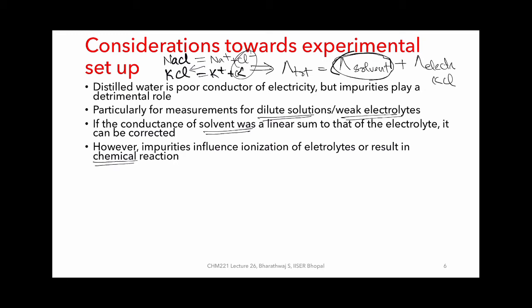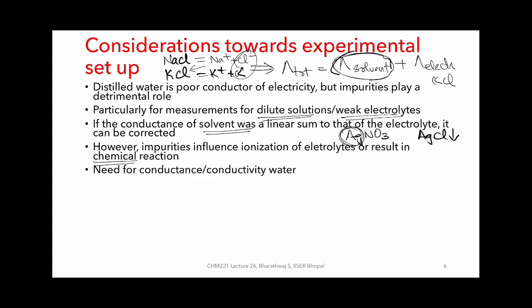For instance, if you have sodium chloride as the impurity, and you're trying to use silver nitrate as the electrolyte, what will end up happening is that you will form AgCl, which will precipitate, and therefore you're not going to get the characteristic of AgNO3. You're going to get a combination of NaNO3 and AgNO3, which might once again complicate your measurements.